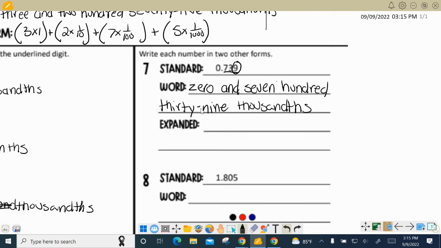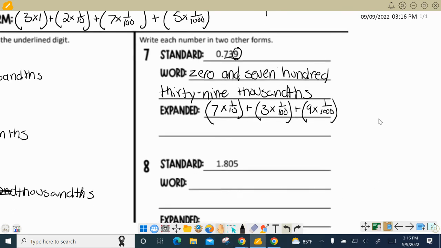Let's write it in expanded form. I am going to skip the 0 for expanded form because I don't think we need to put it. So let's start with that 7. 7 times, look at the place value of that 7. It is in the tenths place. We're going to say 7 times 1/10, plus 3 times 1/100, because the 3 is in the hundredths. Plus 9 times 1/1,000 because the 9 is in the thousandths place. Looks good.